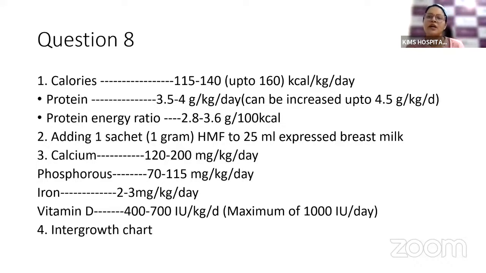So there has to be a certain proportionate intake of protein that needs to be provided for every unit of calorie given, and vice versa, in order to maintain an optimal nitrogen balance or anabolism in the system. So standard fortification, which is the universally or most commonly followed strategy, involves the addition of 1 sachet of HMF, which is 1 gram, to 25 ml of expressed breast milk.